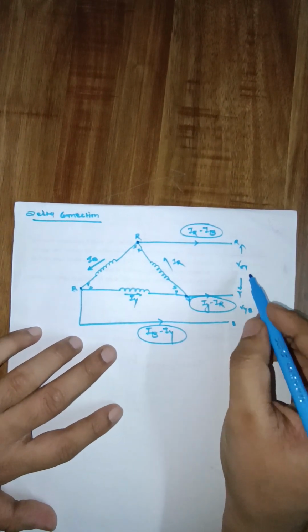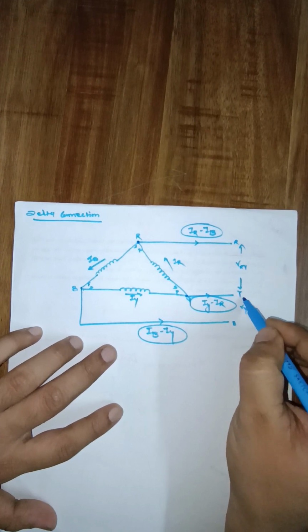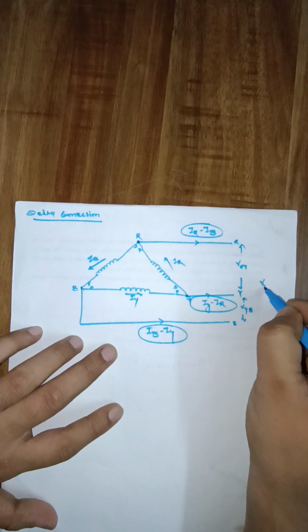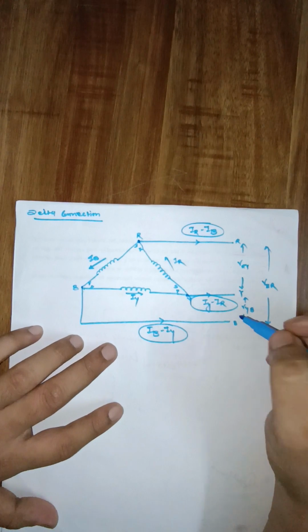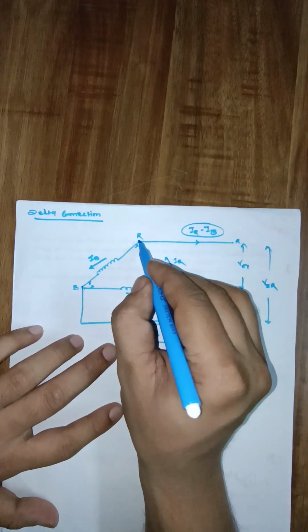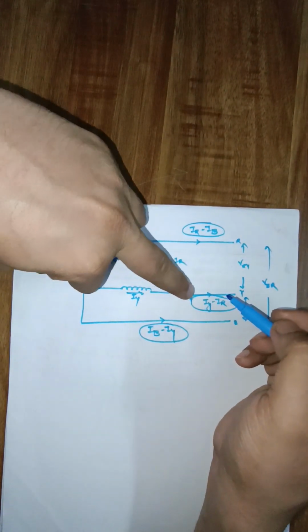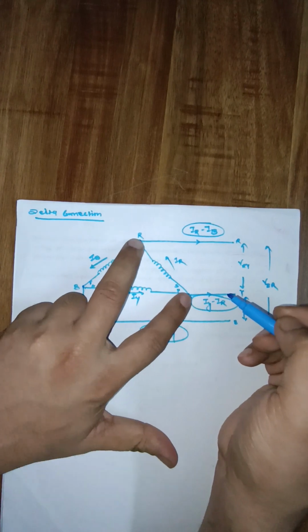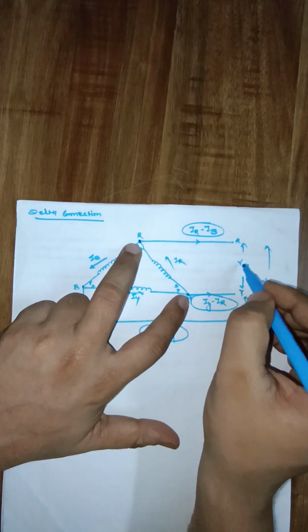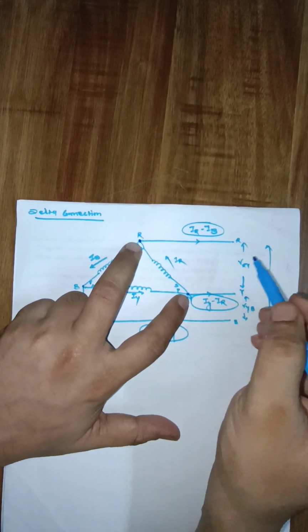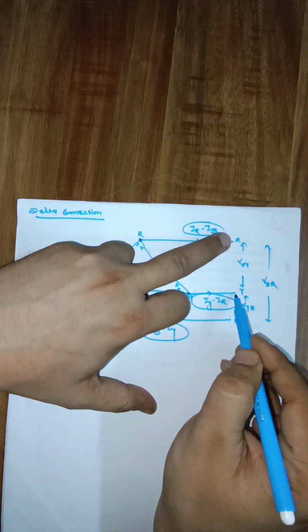Now VRY is the line voltage. Similarly, VYB is the line voltage, and VBR is the voltage between two lines. So voltage between B line and R line. Similarly, here the voltage between these two points. This is a phase. Again, this is a phase, and this is also a phase. So the voltage of this phase is also equal to the voltage of VRY. Clearly, you can see that the voltage between these two points is the voltage between these two points only.